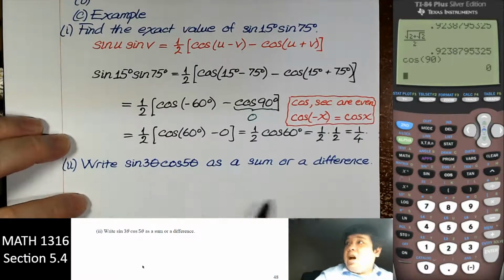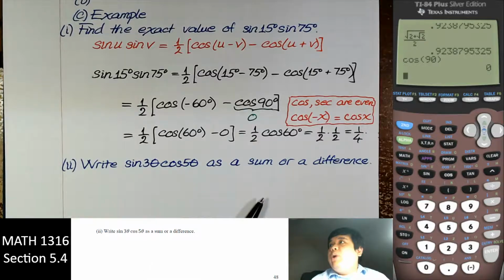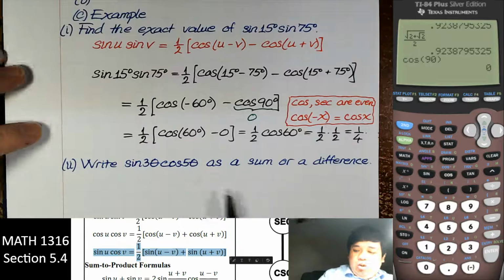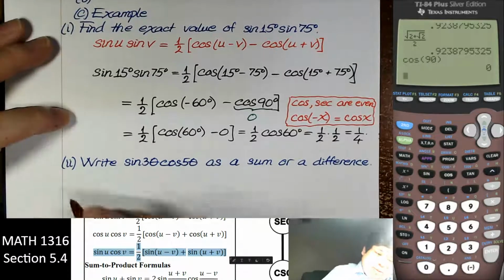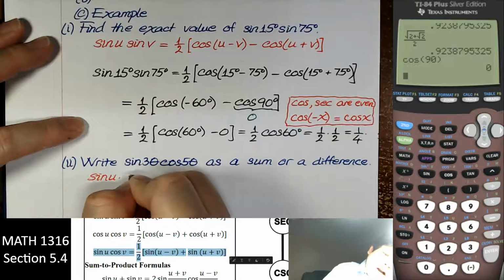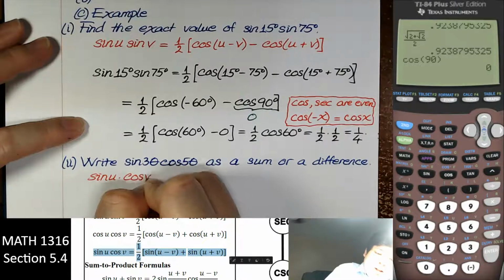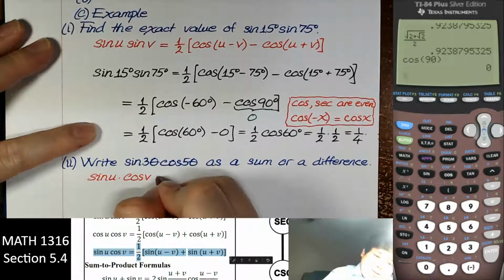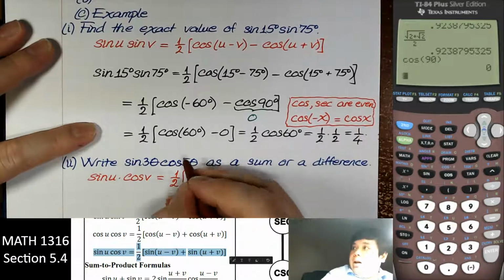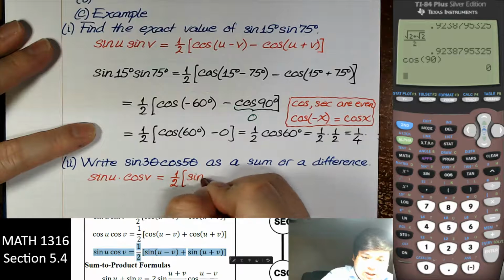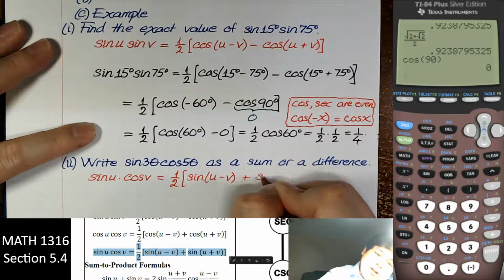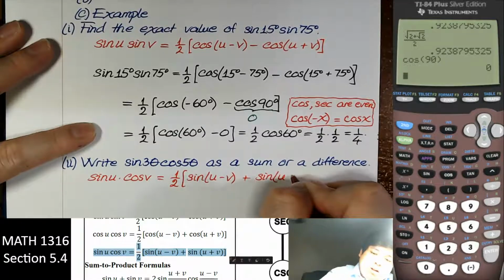So we have a sine times a cosine. So what formula do we have? A sine times a cosine, straightforward. A sine times a cosine is sine of u minus v plus sine of u plus v.